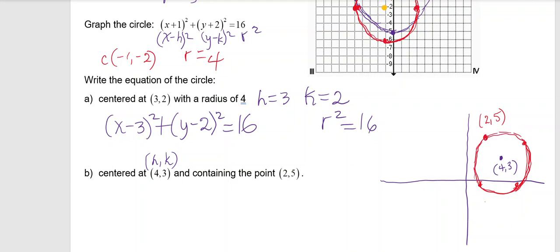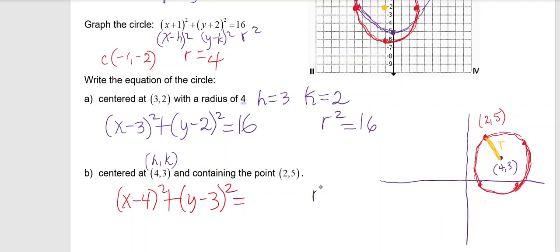So what we got here, of course, is (x minus 4) squared plus (y minus 3) squared equals, and this is what we don't know, r. We don't know the radius, but look, our picture here is going to help us because we can sketch our radius in. There's our radius. And friends, going back to your geometry honors days, what are you going to do to find that radius? You guessed it, you're going to use the distance formula.